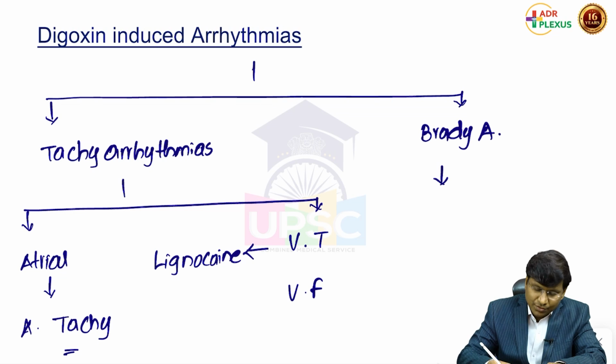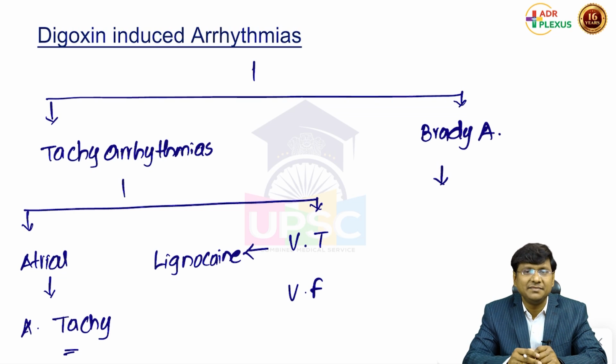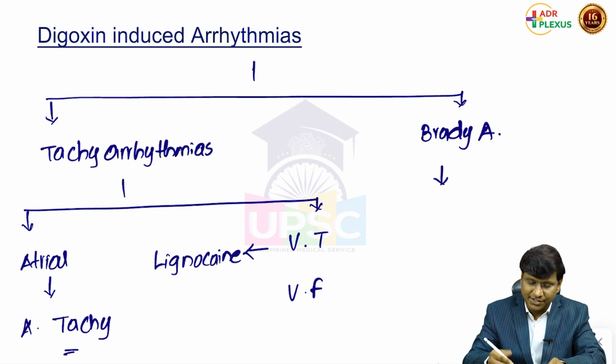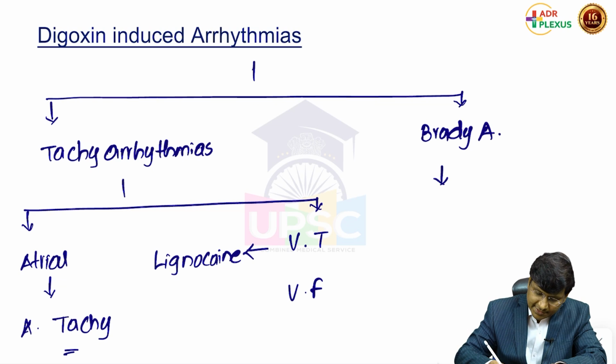Now, coming to the bradyarrhythmias. The bradyarrhythmias that are associated with digoxin toxicity include the AV block.